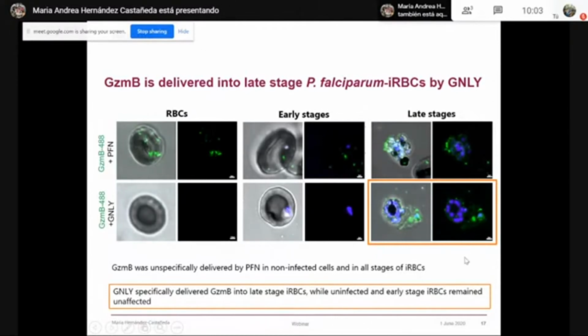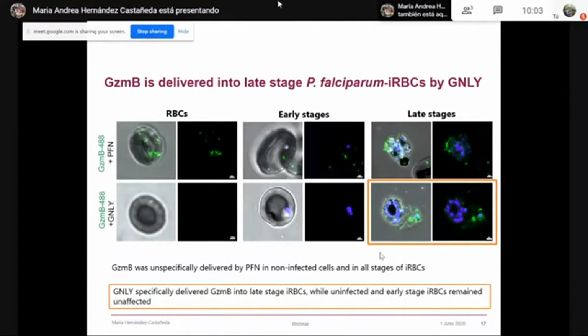So if you remember, when I gave you the introduction, I told you that perforin's activity is dependent on cholesterol, and in the case of granulysin, it attacks more the membranes that are low in cholesterol. Also, what has been shown is that when the parasite is growing within the erythrocytes, it depletes the erythrocyte of cholesterol. And then probably that is why we see that perforin goes more into the red blood cells and the early stages, which have more cholesterol, while the granulysin goes more into the later stages, which are depleted of cholesterol.